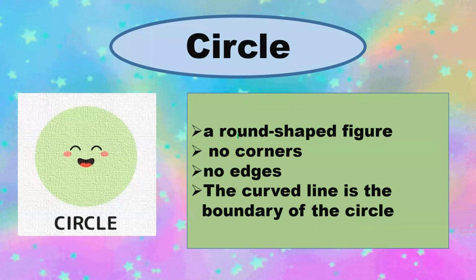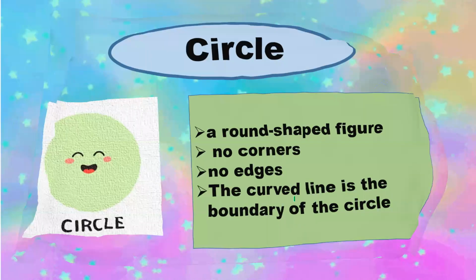Let us repeat it. What is a circle? It is a round shaped figure. It has no corners, no edges. The curved line is the boundary of the circle.